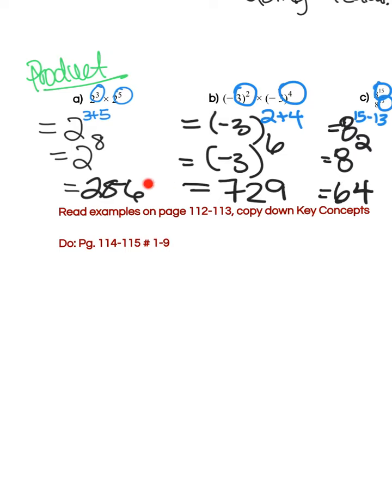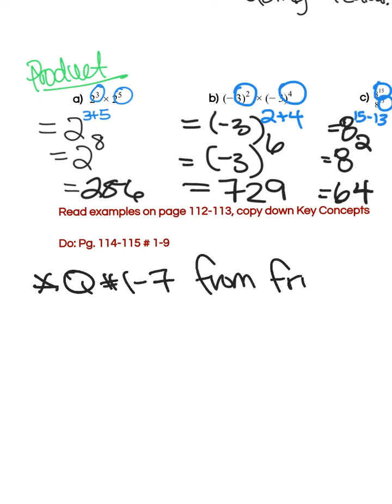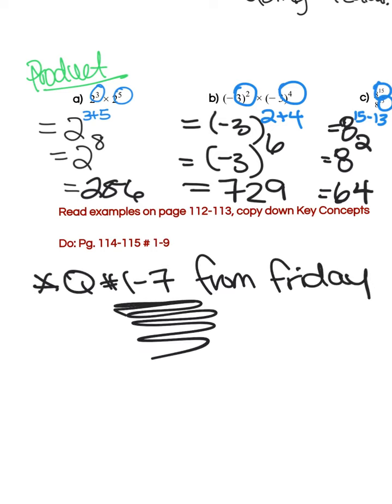All right. So for today, right now, what you're going to do, you are going to read the examples on page 112 to 113, and then you're going to copy down that key concepts box in your note. Once you're done that, you have 2 tasks. Your first task is to do questions 1 to 9 on page 114 to 115. Your second task, and Mr. DeTamble, I'm sorry I didn't write this in the notes, is to finish questions number 1 to 7 from Friday's homework. Just 1 to 7. All of those other ones that happened after 7 when they had those letters in them, that is tomorrow's lesson.